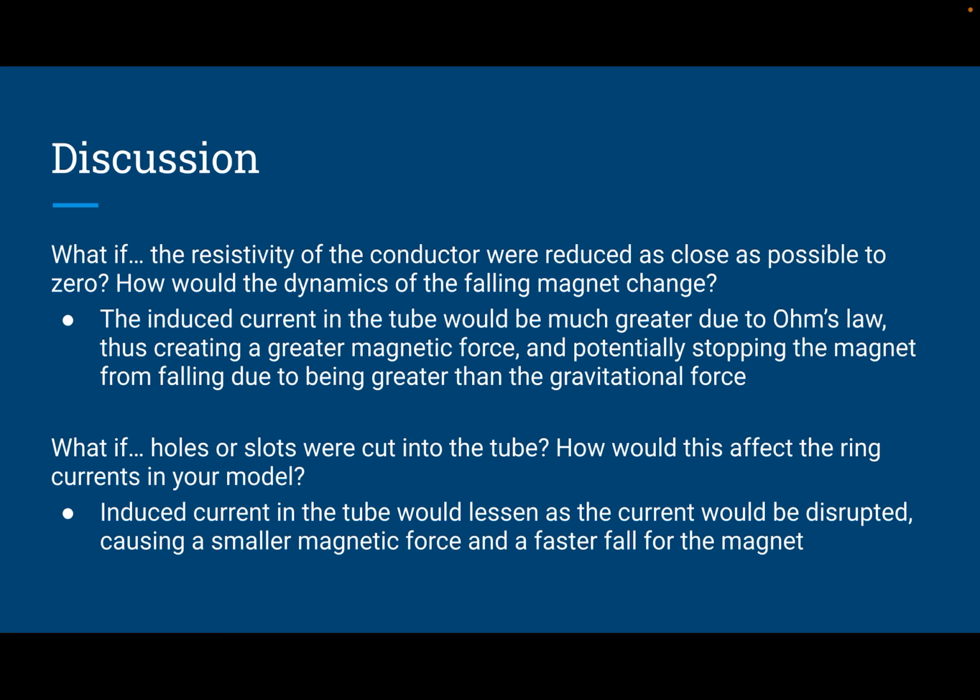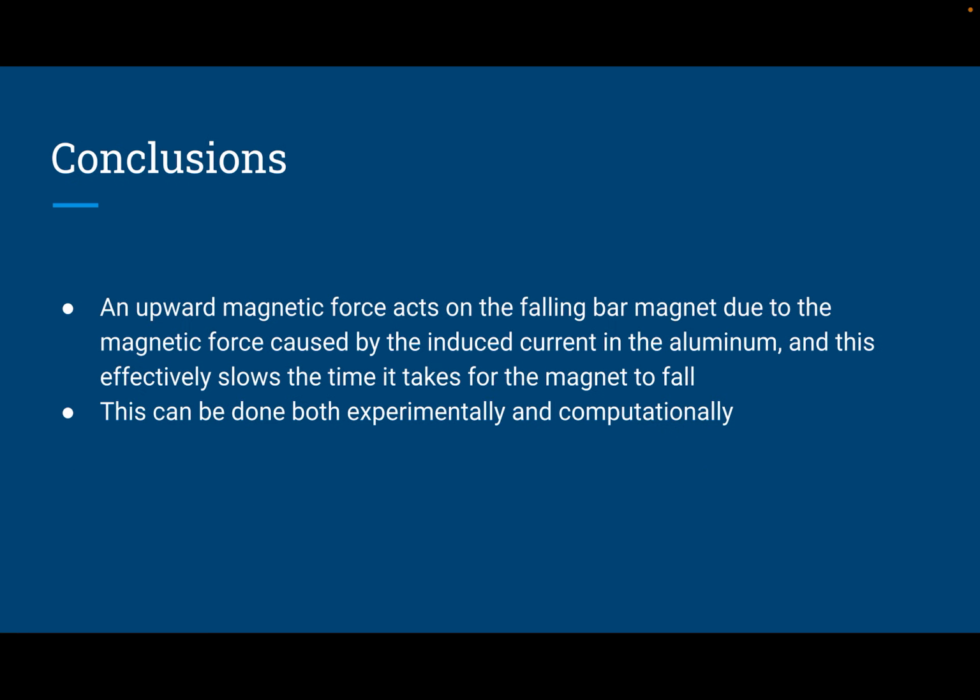What if holes or slots were cut into the tube? How would this affect the currents? They would lessen as the current would be disrupted, causing a smaller magnetic force and a faster fall for the magnet. So to conclude this, an upward magnetic force acts on the falling bar magnet due to the induced current, and this can be done experimentally and computationally.